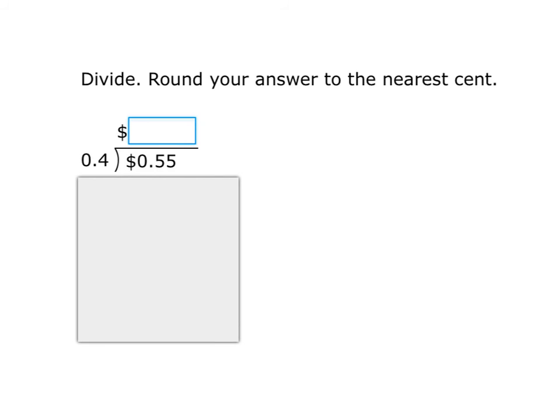Okay, so this one they lined it up nicely for you. But remember, we have to move the decimal once, so the decimal's going to go straight up here and put it right there. And again, we're going to the nearest cent. So can 4 go into 5? Yes, one time, which is 4. Bring down the 5. Can 4 go into 15? How many times? 4 times 3 is 12. 4 times 4 is 16. So we're going to go 3 times, which is 12. 5 minus 2 is 3. 4 goes into 30.